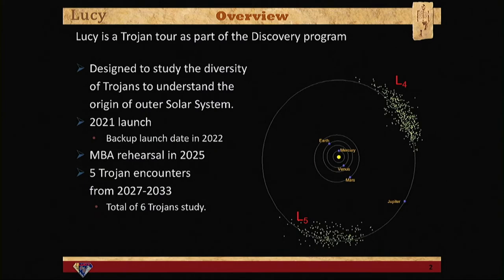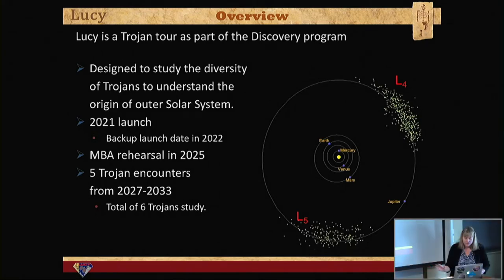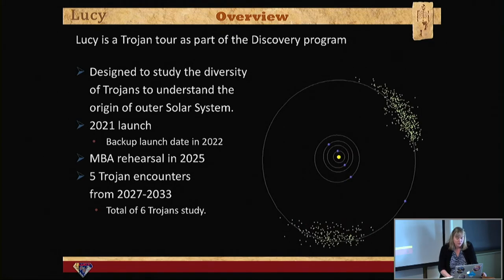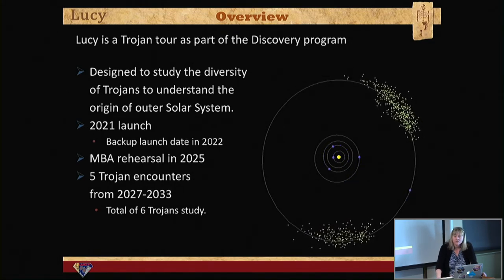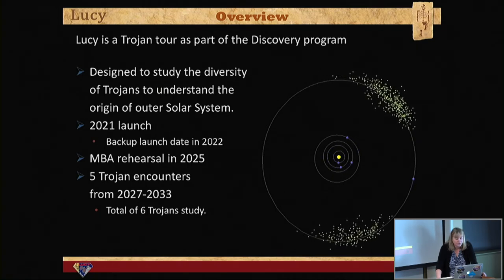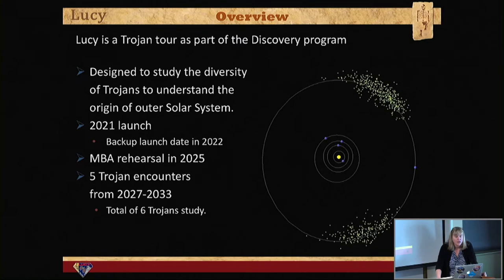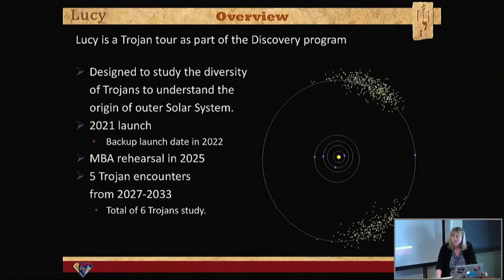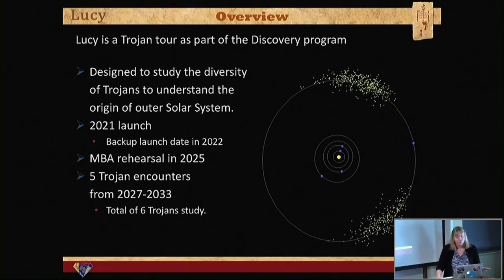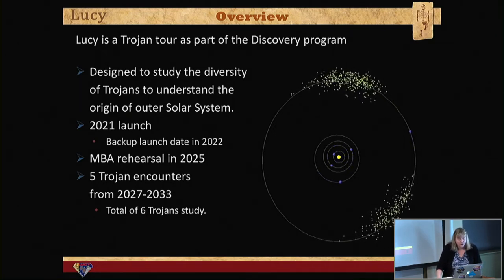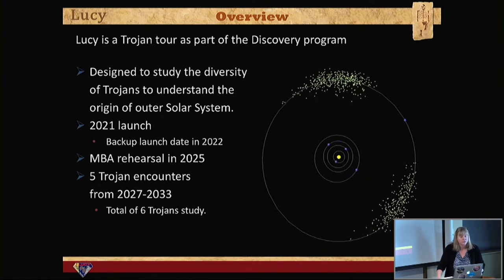So it's a Trojan tour, and we are going to the Trojan asteroids, which are located at the L4 and L5 locations around Jupiter. This is to orient you to where we are. We plan on launching in October of 2021, and we have a backup launch date of 2022. In addition, we will be flying past a main-belt asteroid as a rehearsal in 2025, and then we have five Trojan encounters. We're encountering four objects in the L4 swarm and two objects in the L5 swarm, as part of sampling the diversity of the Trojans.